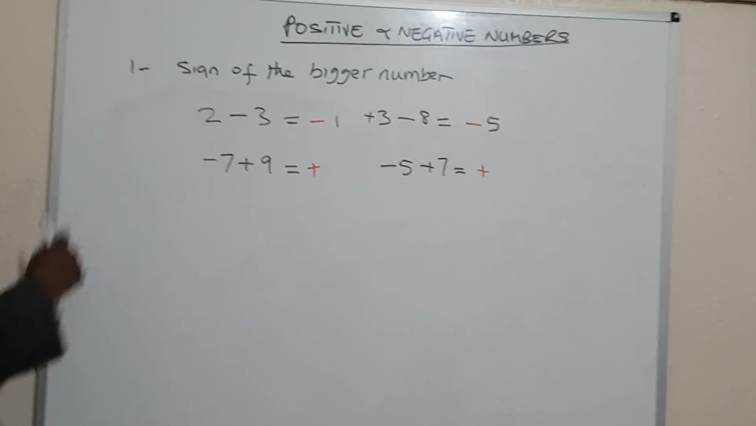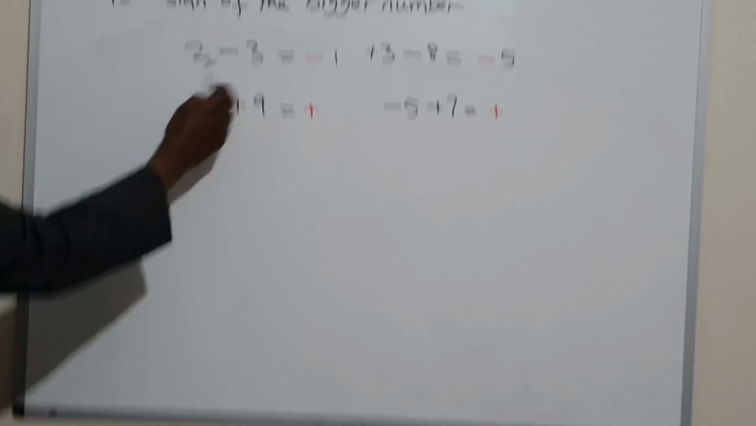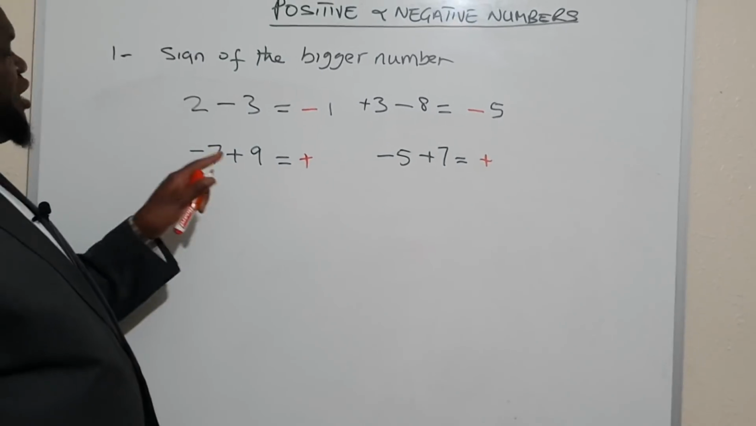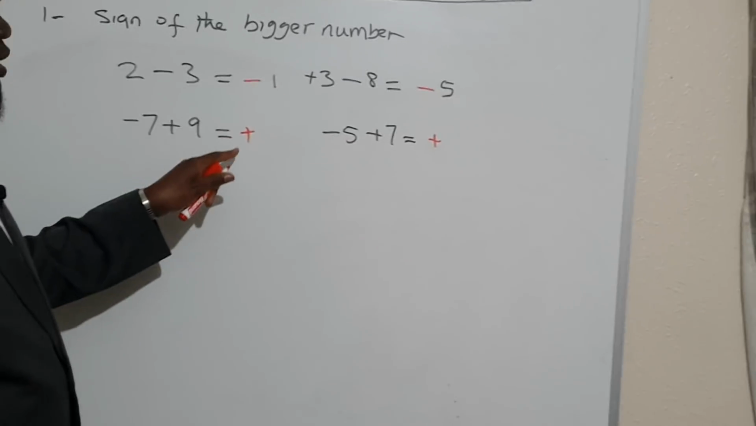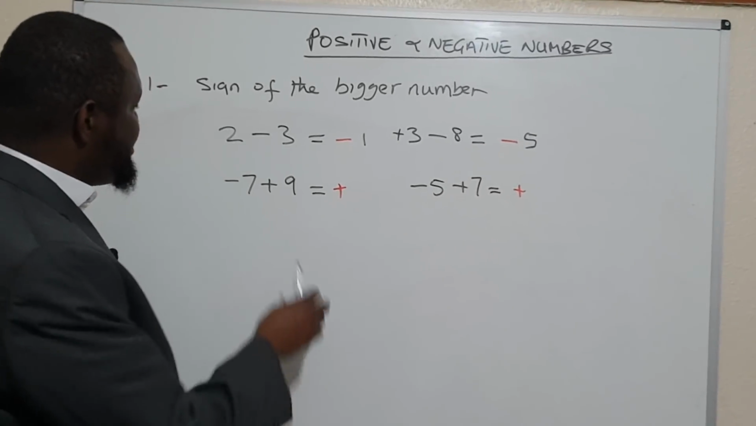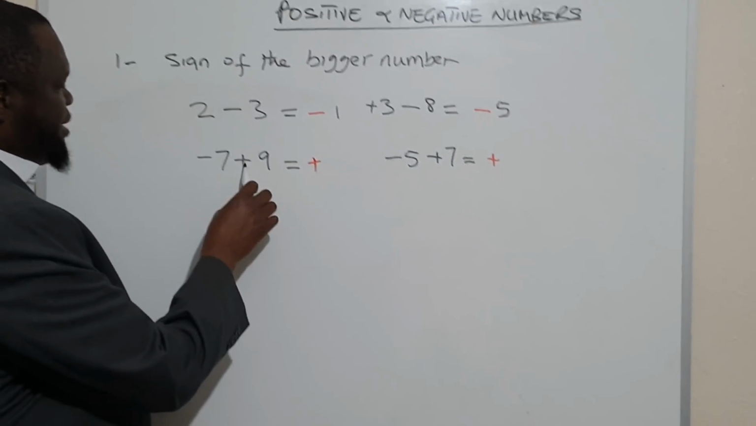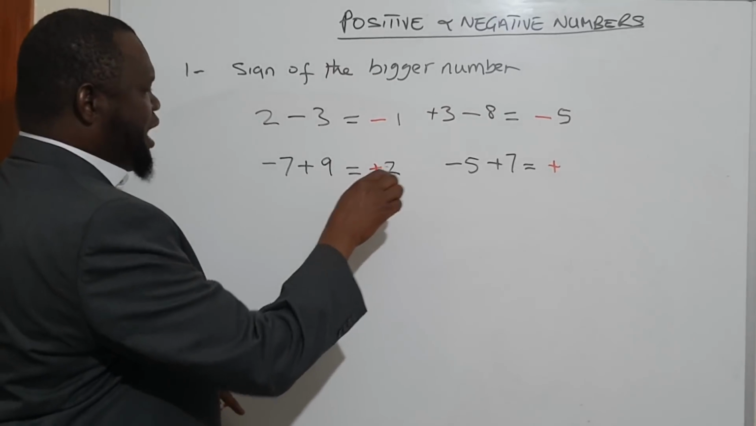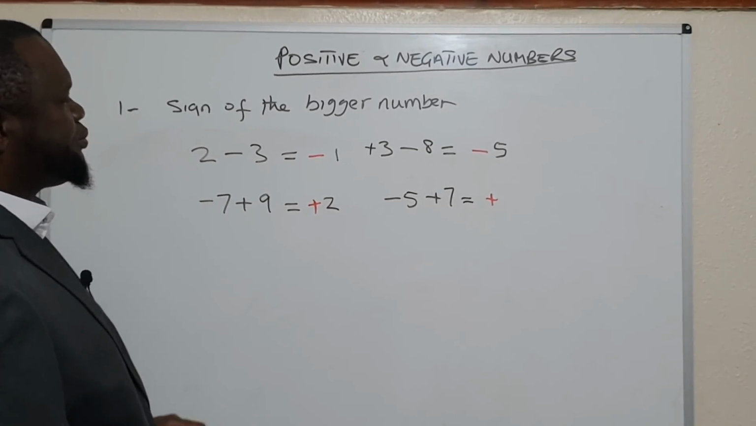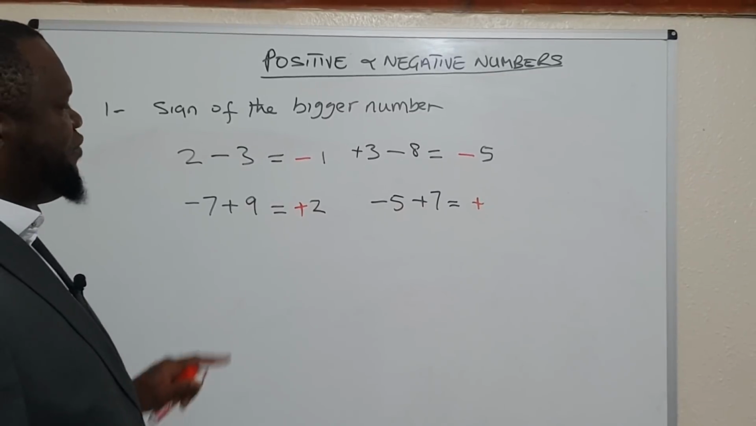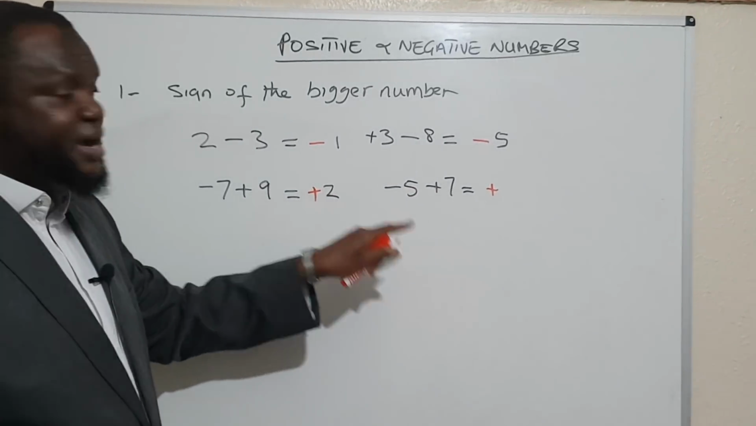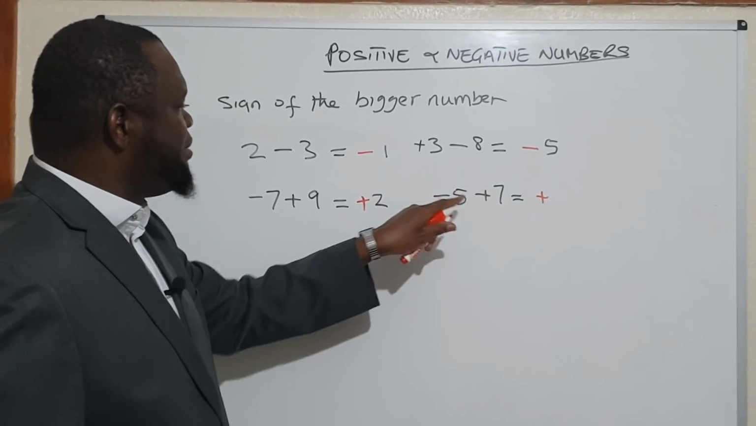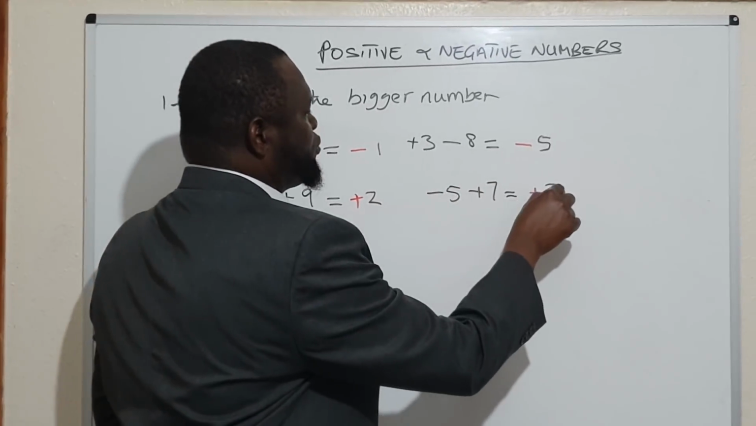Now look at this one. Minus 7, whether minus comes first or minus comes second, it doesn't matter. Okay? The sign of the bigger number is plus, so our answer will be in plus. Since there is a plus and a minus, 9 minus 7 is equal to 2. So our answer is plus 2. This one also, the sign of the bigger number is 7. The sign of the bigger number is plus. Therefore, our answer will be in plus. So 7 minus 5 is equal to 2.